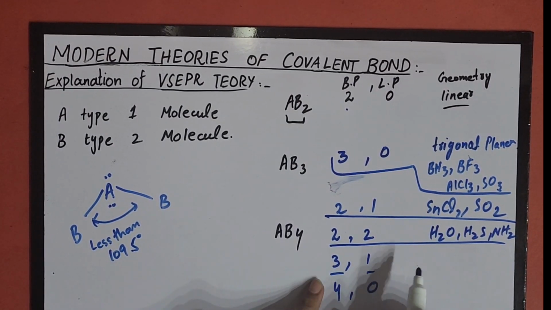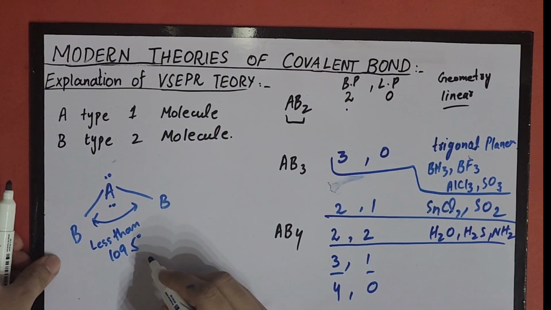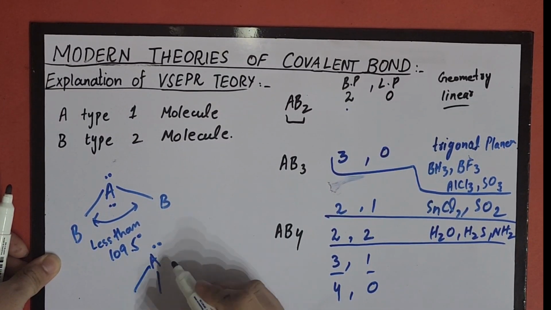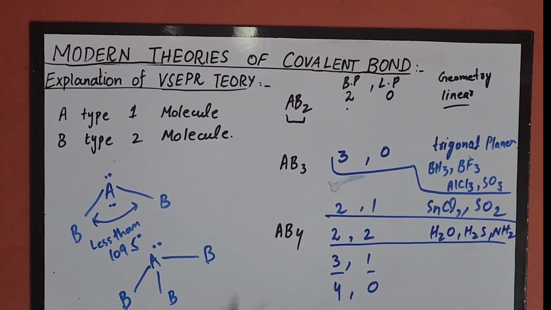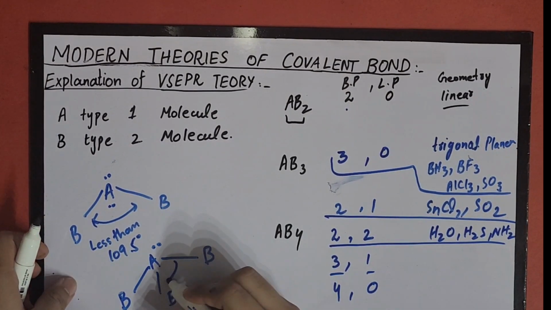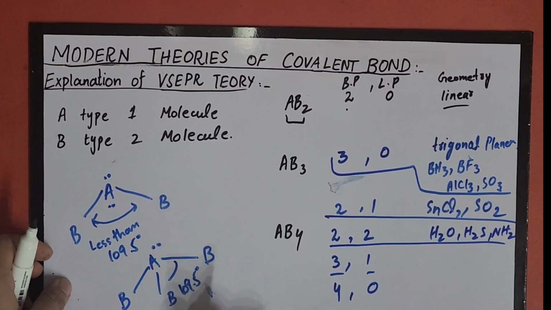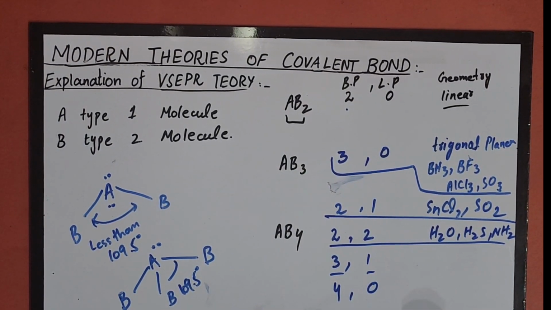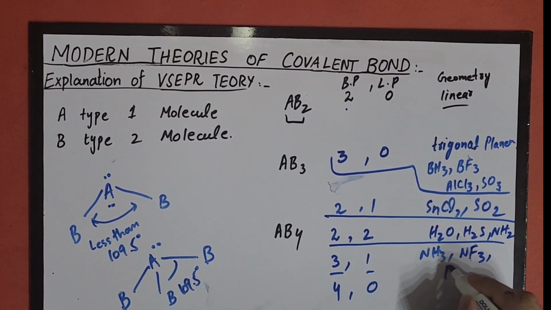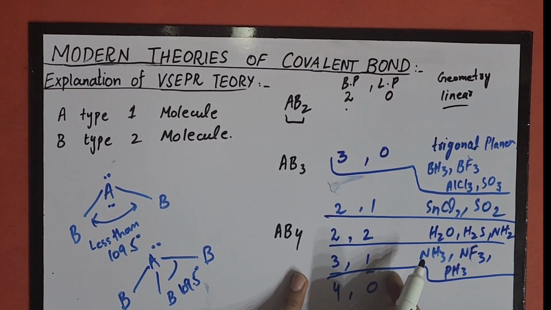If we talk about three bond pairs and one lone pair, what should be its category? It has A with one lone pair and three bonded pairs. So its geometry should be of this type, and the angle between two B atoms is less than 109.5 degrees. Alright, so this is the category, and examples contain NH3, NF3 and PH3, etc. So its geometry is trigonal pyramidal.